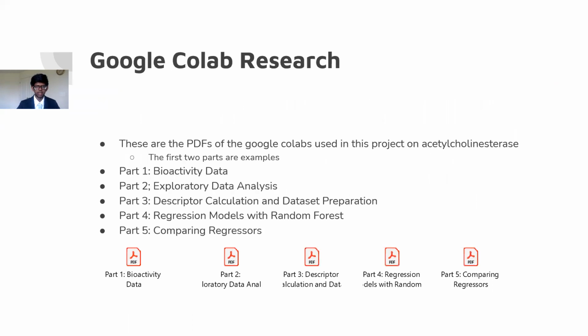And that's about it. These are the Google Colab research PDFs that I have used in my project on acetylcholinesterase. The first two are examples showing that this machine learning algorithm sequence analysis can be used for basically anything. And then part 3, part 4, and part 5 are all my PDFs, which I used for my machine learning project.